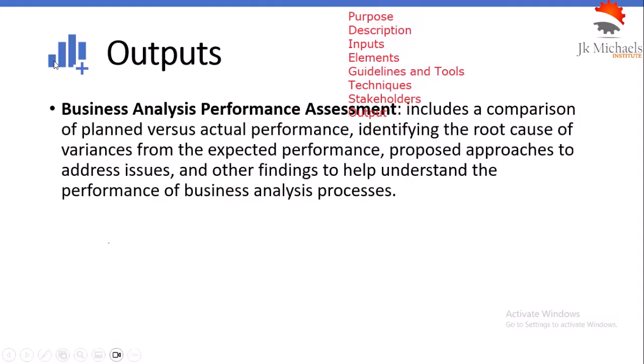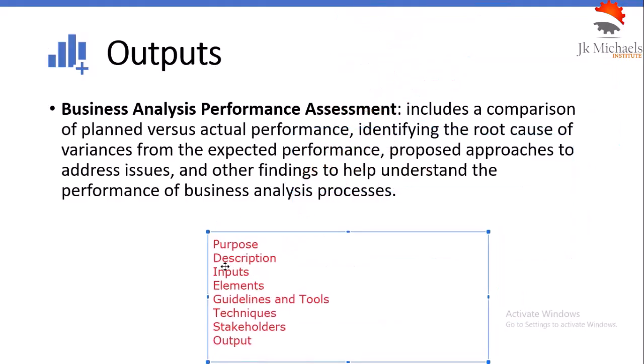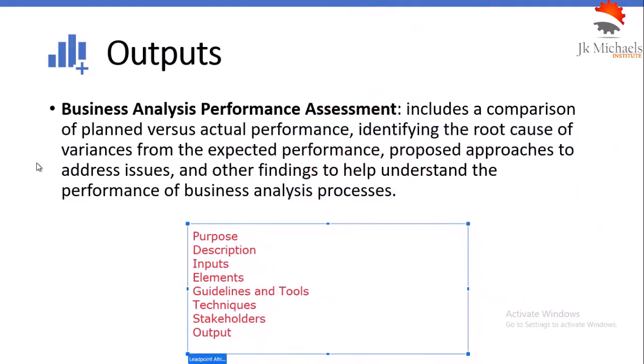The output is going to be our business analysis performance assessment. We would have an understanding of our planned performance so that we can compare it against our actual performance, right? A report that will give us a comparison of planned performance against actual performance. Not only do we compare if there is a variance, we should be able to identify the root cause of the variance. What are the factors that brought about differences in actual results from our expectations? And then it will also propose approaches on how to address the issues, whether through prevention, whether through correction, or whether we would use general improvement techniques.